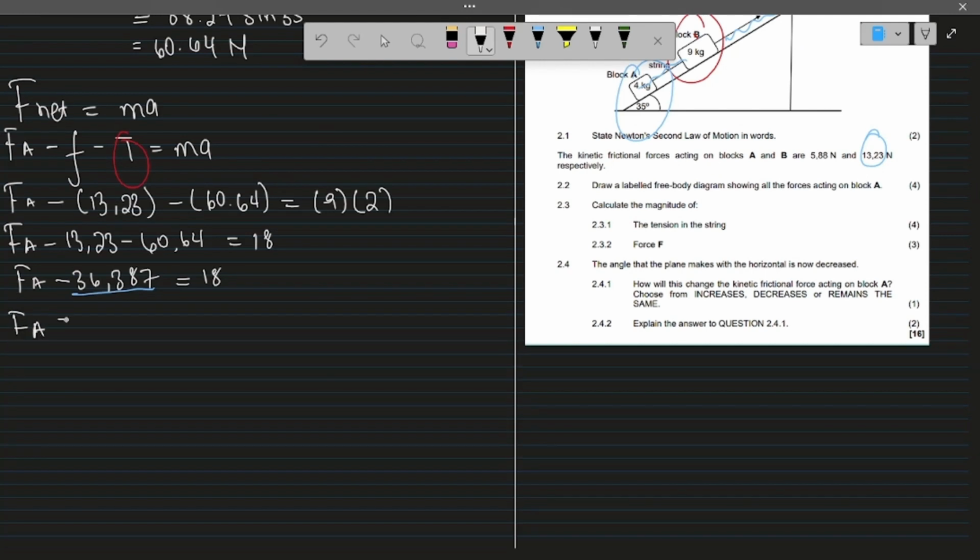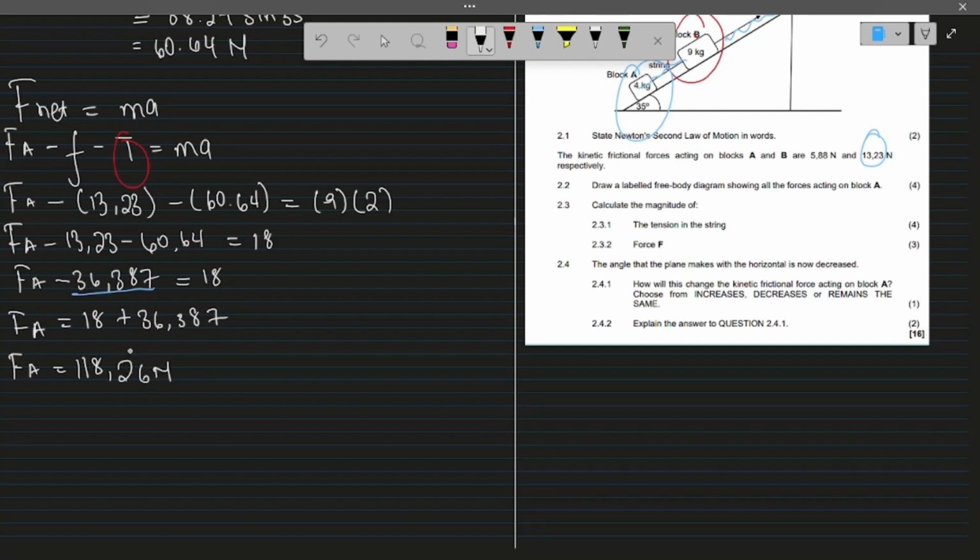So FA is equal to 18 plus 36.387, right? Which is FA equals 118.26 newtons, right?